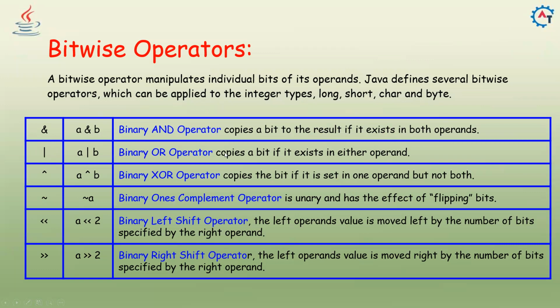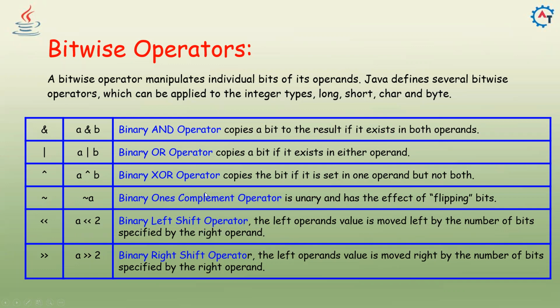The OR operator copies a bit if it exists in either operand. The binary XOR operator copies the bit if it is set in one operand but not both. The binary one's complement operator, tilde, is unary and has the effect of flipping the bits. So if it is 1, it will become 0, and 0 will become 1. For the left shift operator, the left operand's value is moved left by the number of bits specified by the right operand. The right shift works the same way in the other direction.